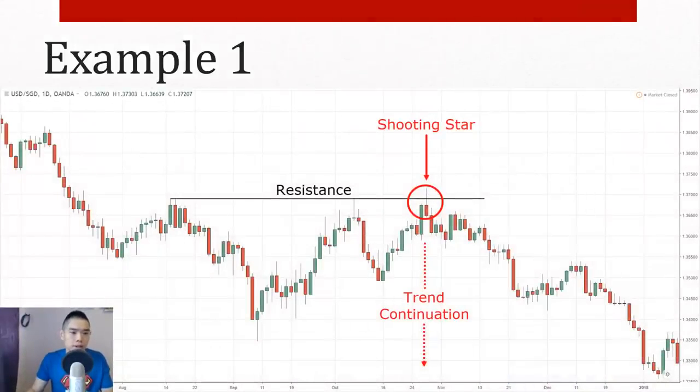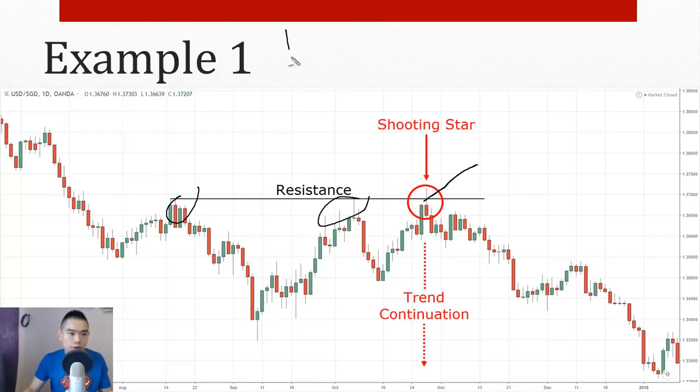Example 1. You can see over here, I don't have the 200 MA on the chart, but needless to say, the trend is down, because you can see that the market is moving from up to down, so it's a downtrend. Then we saw that the price came into this area of resistance, where the price got rejected once, twice, and a third time. And the third time over here, you got this entry trigger.